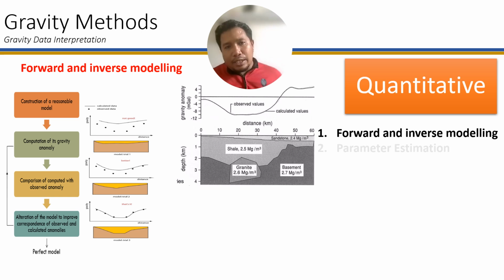Forward modeling often involves creating a profile like this one by using general density inputs. So we input densities into our model in order to construct the calculated model. The primary objective is to align the calculated data, the continuous line here, with the observed data represented by the dotted line here.